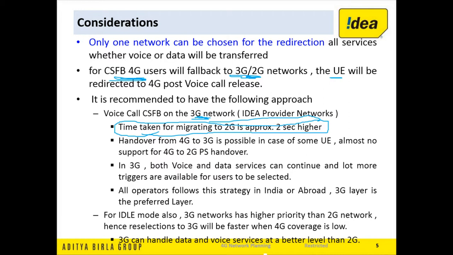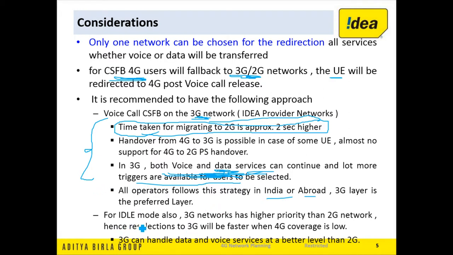Another thing which we have said many times is that in 3G network both CS and PS services can continue. So that is the network that we should prefer, because user is still getting some data services there. There are furthermore triggers which are available, not only just the voice call release, but there are periodic measurements also which we can do so that user could be sent back to the 4G network quickly. It is a common practice in India and abroad that 3G is considered as the preferred layer for CS fallback because of these reasons.